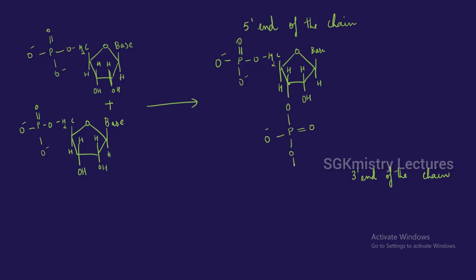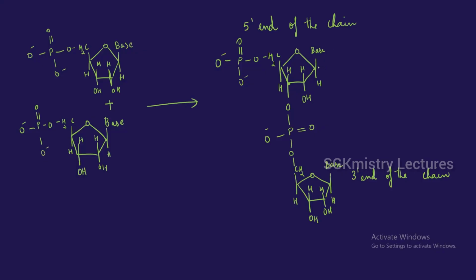Now we have again CH2 here. This is of the next nucleotide. So here there is a base, H, OH, H, and then it continues. OH, H, and here there is H. So this is how the bonding takes place with respect to the different nucleotides.